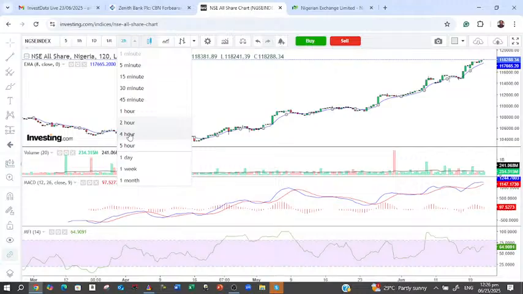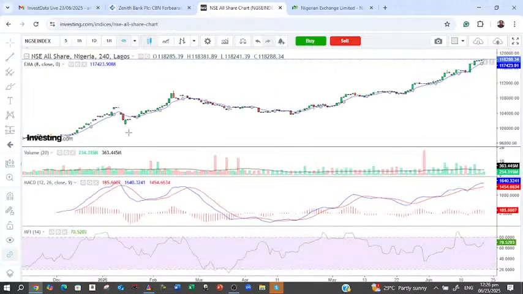But finally, look at the 4 hours before we go to other stocks that are on the top gainers, to look at what is happening in those stocks in terms of momentum, and what investors should do with them. If you look at the 4 hours chart, it also tells you that the market has moved to this level. We can get to this level before becoming weak.